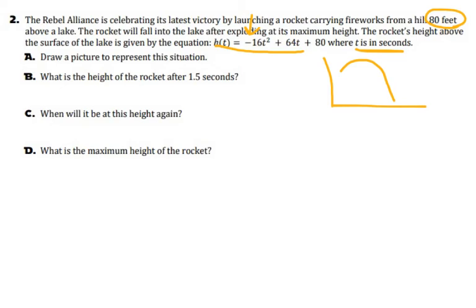At the top, at the vertex, it's going to explode and set fireworks off. And then the rocket is going to drop down even though the fireworks sort of left and exploded. It says that it's being shot off from a height of 80 feet. So what that actually is telling me is that the y-intercept right here is (0, 80).